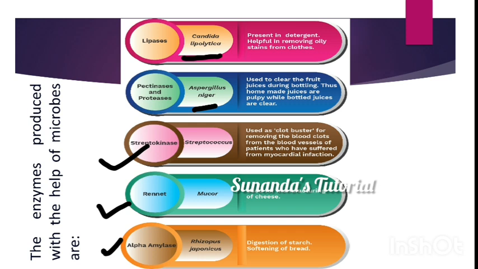Then streptokinase, which is produced from Streptococcus, is used as a clot buster for removing blood clots. So, this is a very important enzyme. Next, rennet is used to manufacture cheese. Then alpha amylase can digest starch for softening bread. So these are very important enzymes which are produced from these microbes. Next.